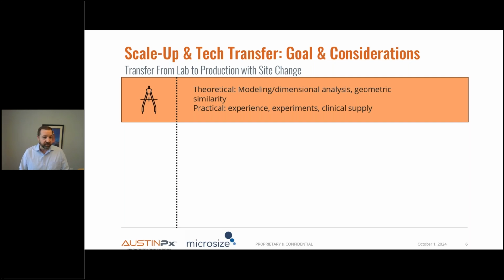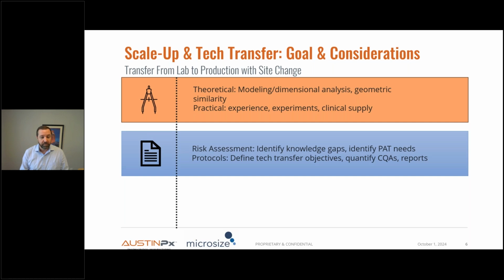The first, I would say, from a technical perspective: what are the theoretical fundamental mechanisms at play with the technology employed for the product? Can you model the process? Can you match the geometry as you scale the process as the clinical supply demand increases? Can you conduct the experiments in parallel with clinical supply processing? And what practical experience can we bring to bear for a particular product?